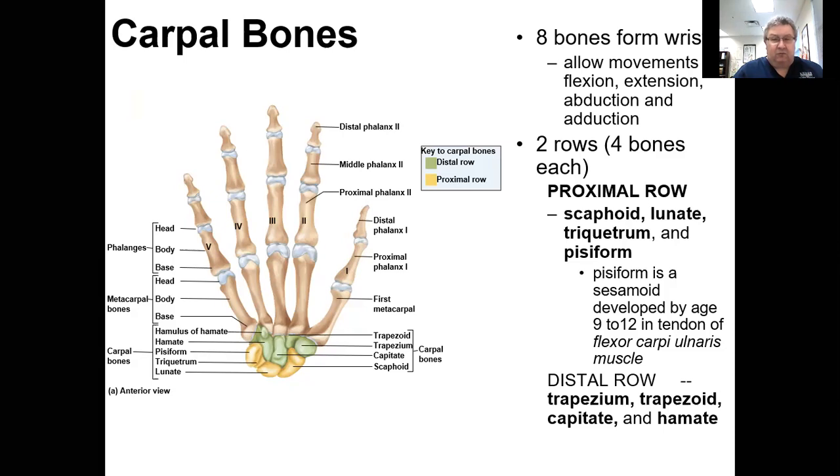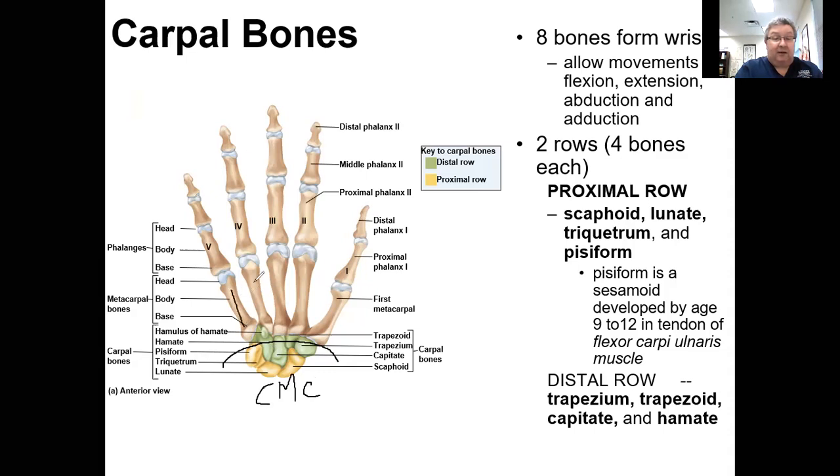That is what you need to know with that. Now, when we're talking about the joints of the hand, there are a few of them. So the joint right here between the carpals and the metacarpals is the carpal metacarpal joint, also known as the CMC joint.